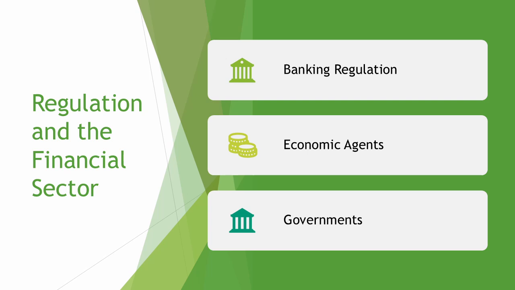The impact of the financial sector on economic agents during the global financial crisis was rising unemployment, falling incomes, reduced access to credit, and increased economic insecurity. The impact of the financial sector on governments during the global financial crisis was higher public debt and budget deficits due to bank bailouts and economic stimulus measures.